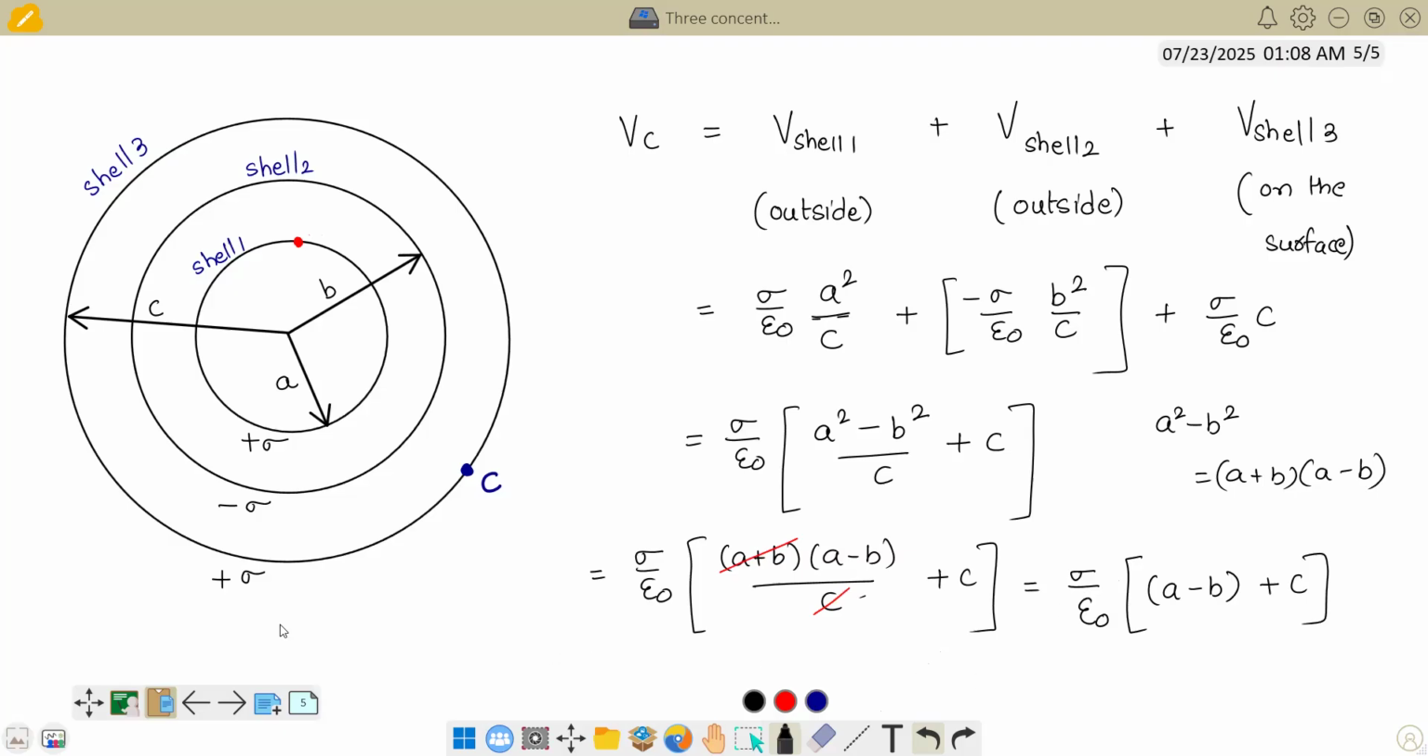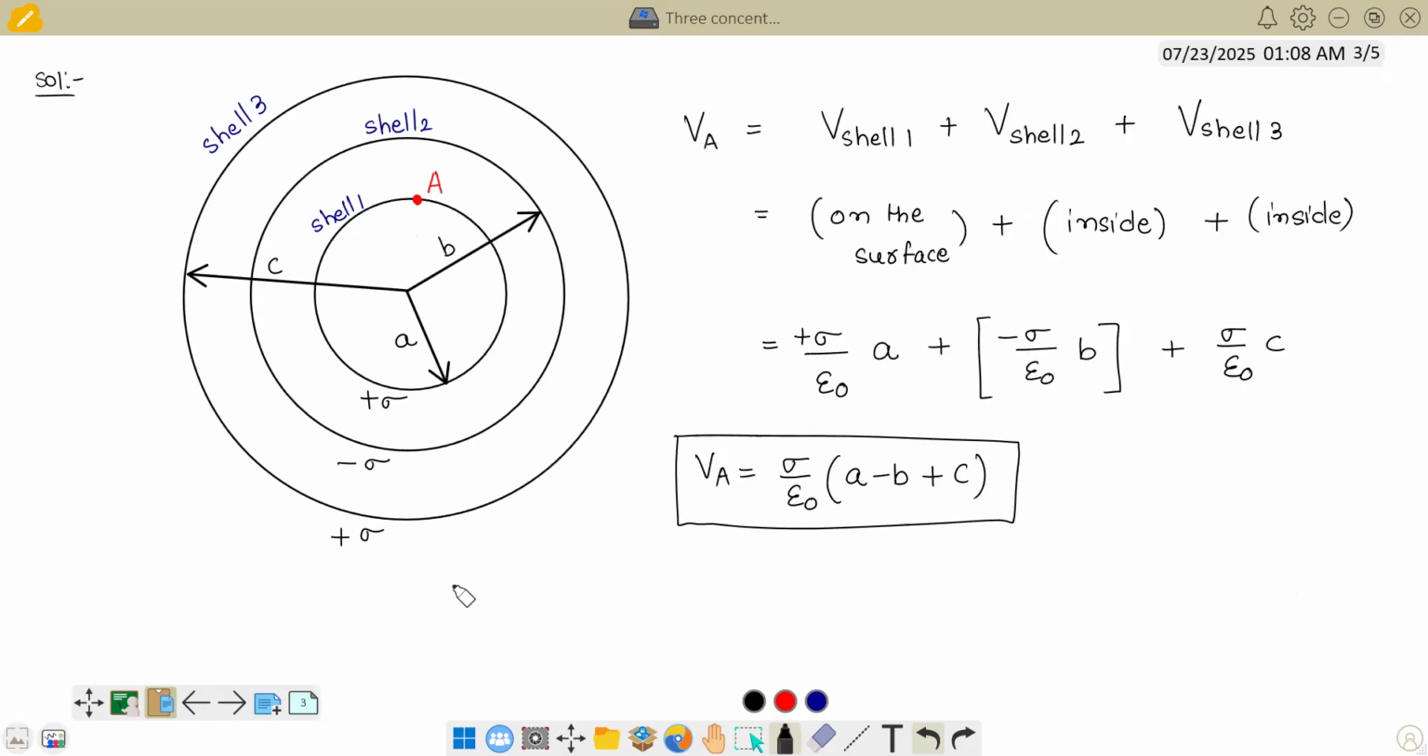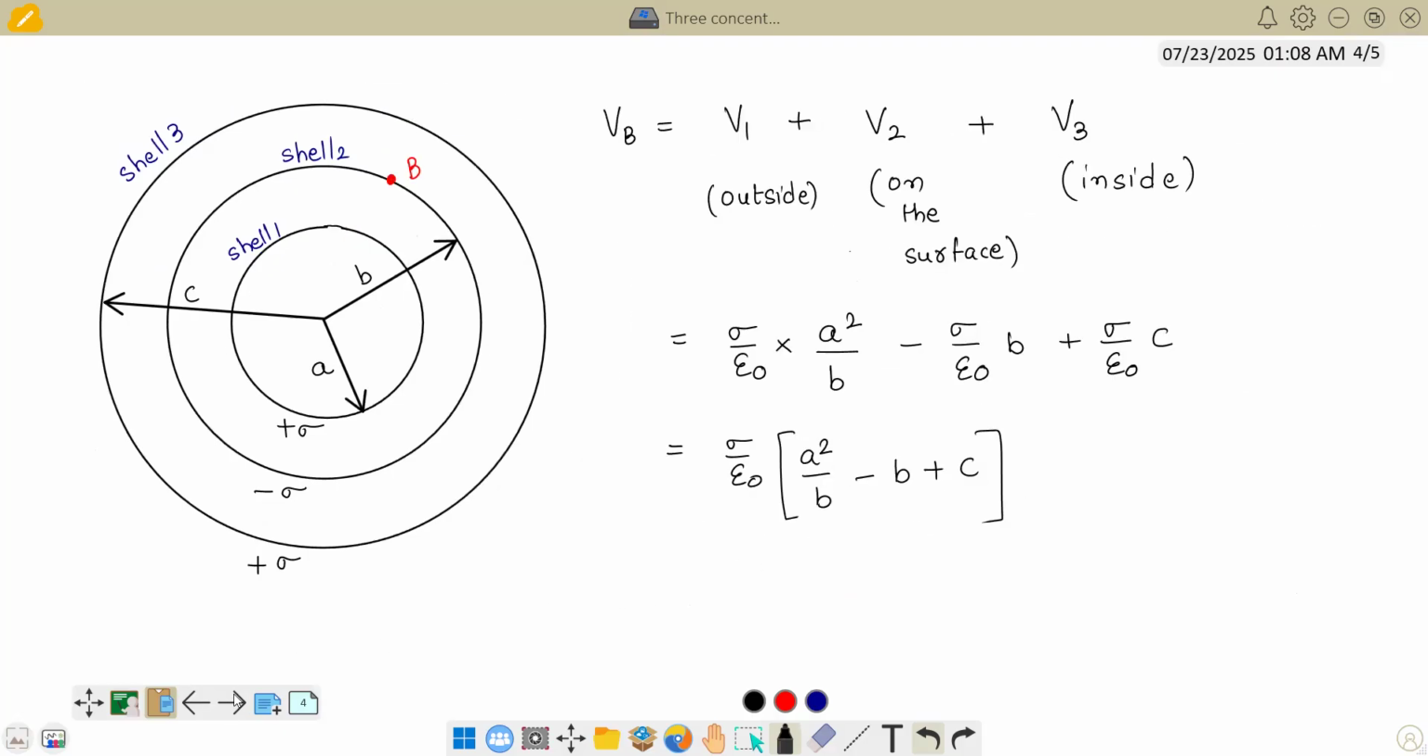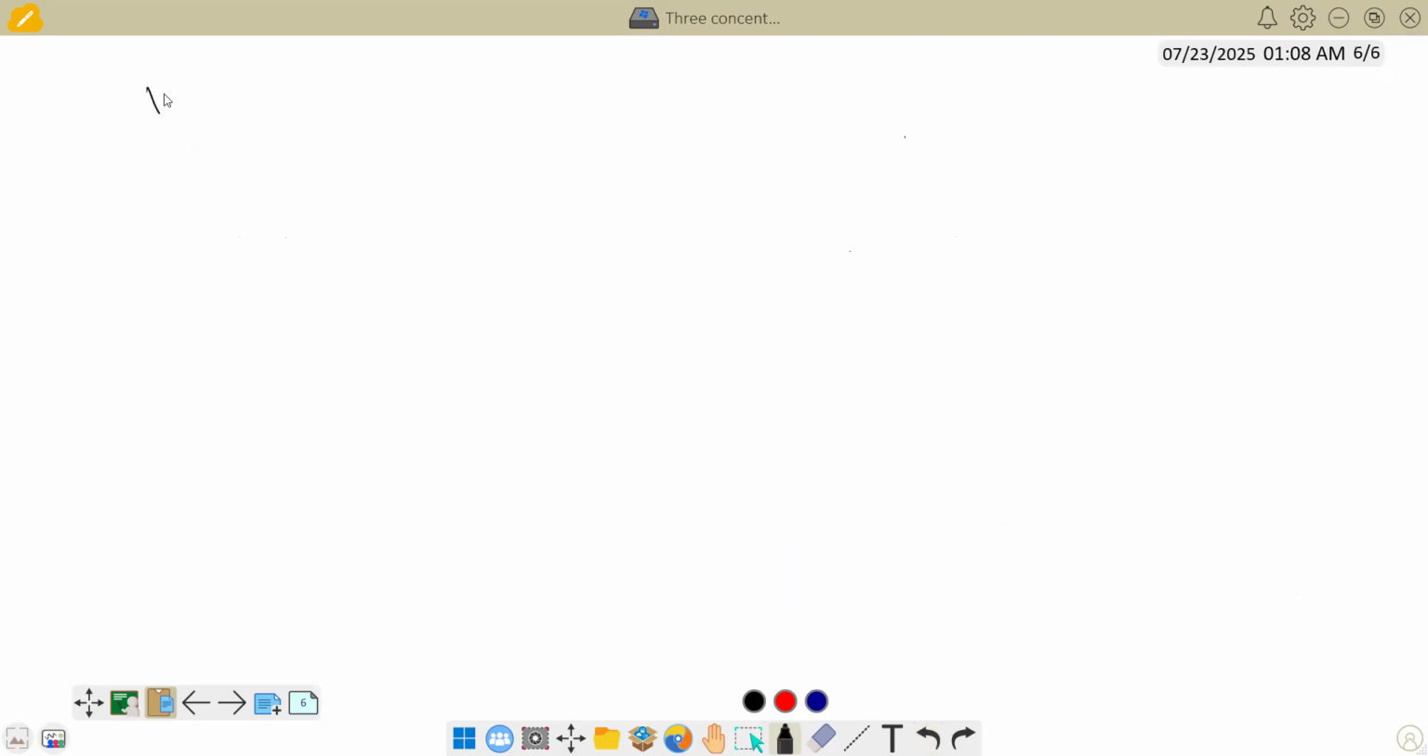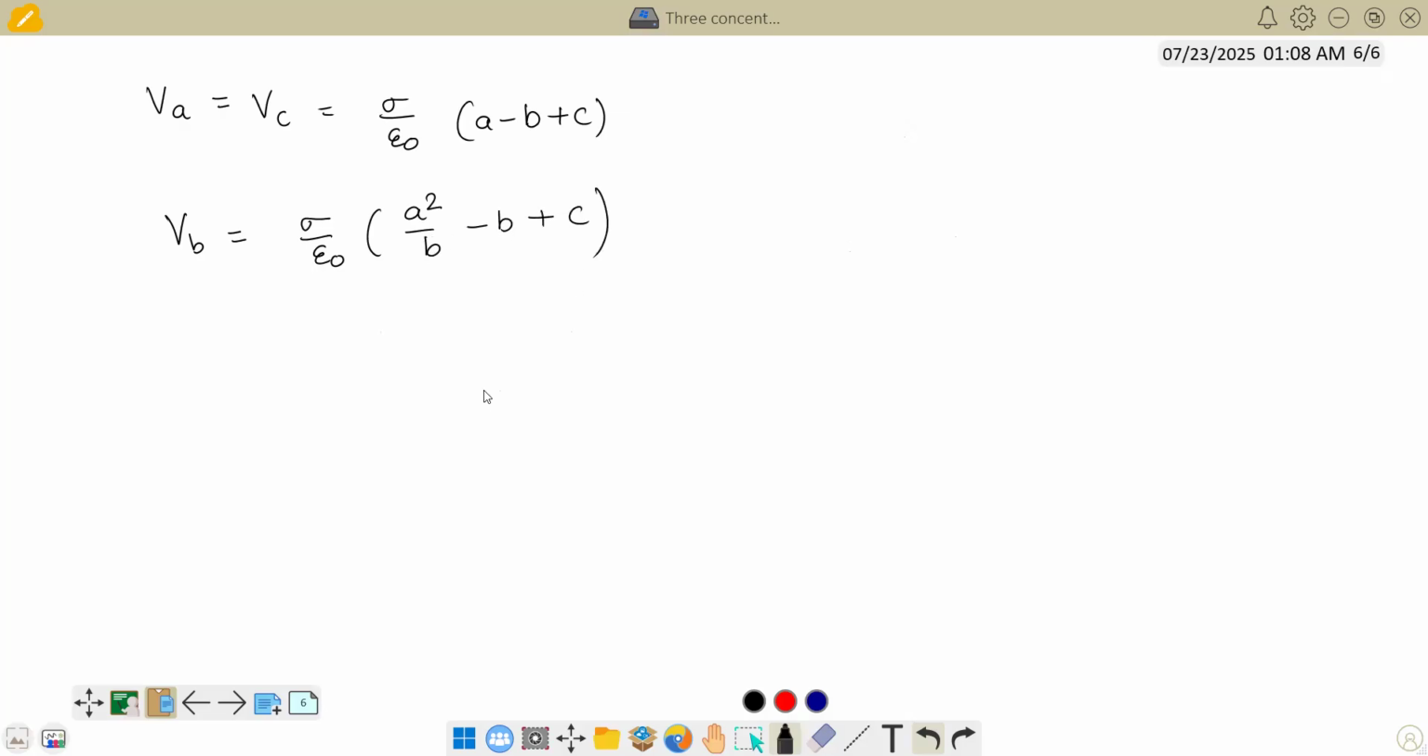If you notice, we got this conclusion somewhere earlier. Where did we get it? It is nothing but VA only. So finally, we got VA equals VC, which is sigma by epsilon naught into a minus b plus c. And for VB we got a unique value, sigma by epsilon naught into a square by b minus b plus c. If I simplify this further, we'll get a square minus b square by b, plus c. So we can write sigma by epsilon naught into a plus b into a minus b, so we will get c by b into a minus b.